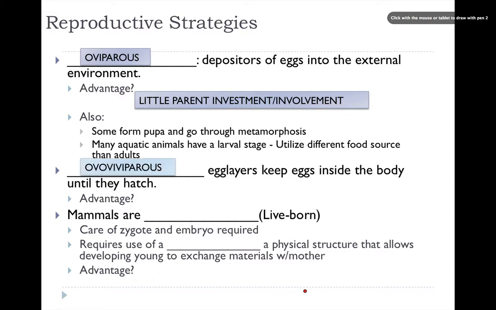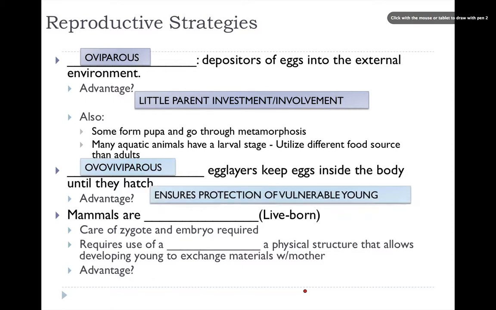Second, we have ovoviviparous, and those are egg layers that keep the eggs inside the body until they hatch. So instead of just dumping the eggs off in a particular area, instead the parent will keep the eggs inside of them. They will hatch. However, there's no placenta connecting the mother's uterus to the offspring, and the advantage here, of course, is a little bit more protection. If the young are extremely vulnerable as small newborns, then being inside of the mother for a length of time will help survival rates.